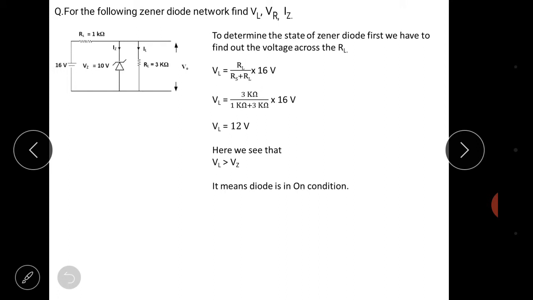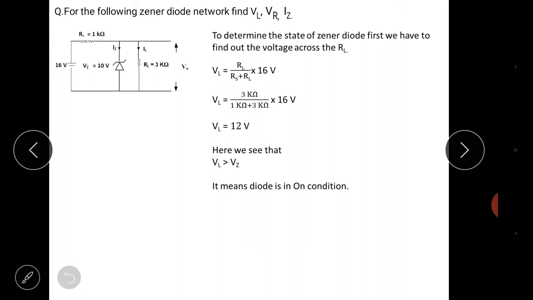Now we are repeating the same question. This is the same question that we had solved earlier, replacing RL equals 3 kilo ohm instead of 1.2 kilo ohm. Let us investigate what happens in this case. The same steps will also be there. Remove the diode from the circuit, find the voltage across RL.